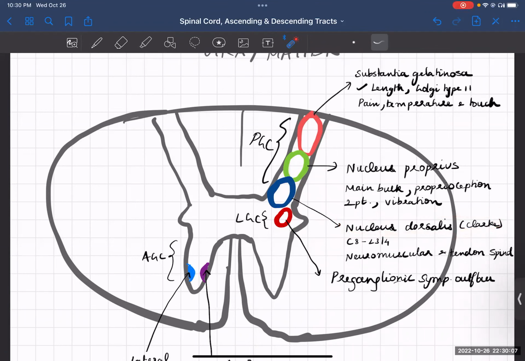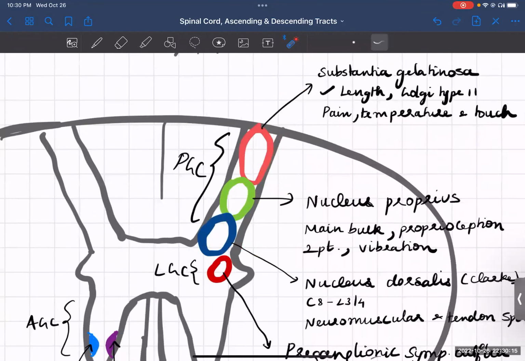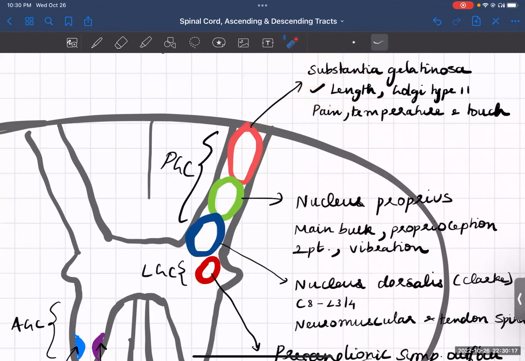Now, what are the functions of the neuron cell bodies present in each of the nuclei? Let's start from the beginning. Substantia gelatinosa is present throughout the length of your spinal cord, and it has Golgi type 2 neurons. And substantia gelatinosa has neuron cell bodies which help in the function of detecting pain, temperature, and touch.